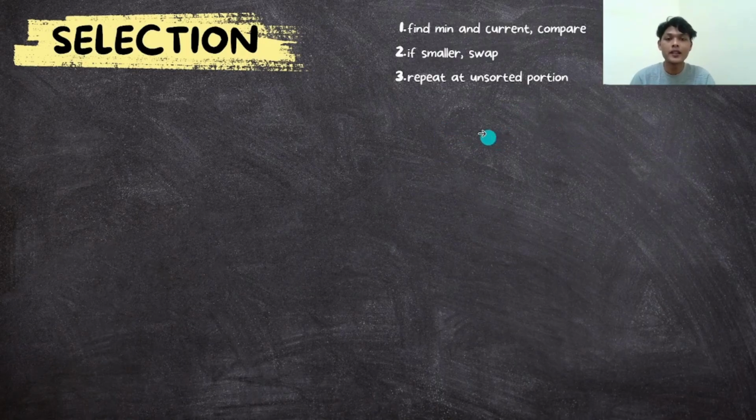Next, we go to the selection. So how to do selection? First, we find the minimum and the current, and then compare. If it is smaller, then we swap, and we repeat it on the unsorted portion.